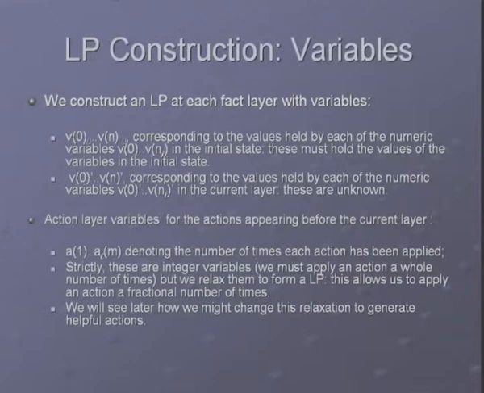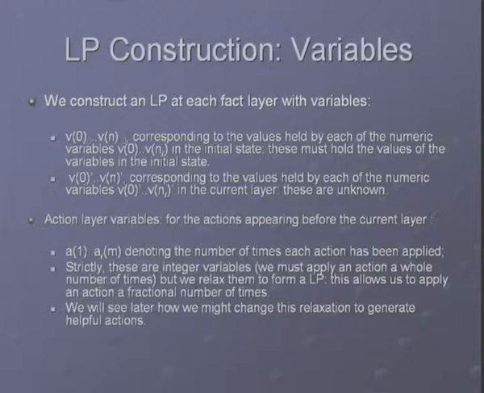And then for each variable, we also create another LP variable, which is the value of that variable at the layer we're talking about. So if we're at layer 2, it will be layer 2. If we're at layer 3, it will be layer 3, and so on. And this is the value of the variable at the end of planning. So effectively, it's the value of the variable at the layer we're looking at now, after we've applied all the actions we're going to choose.